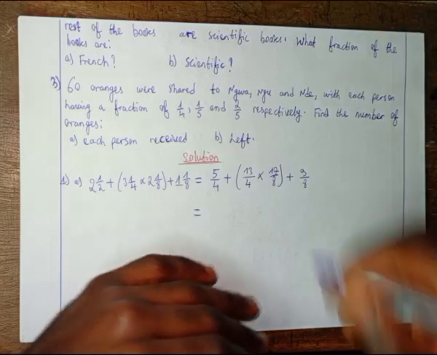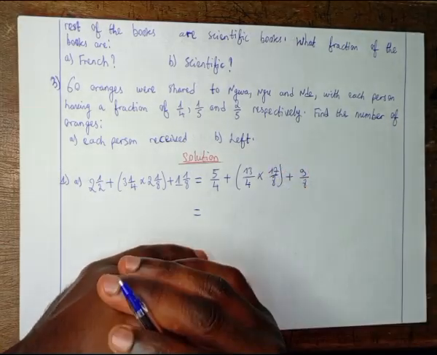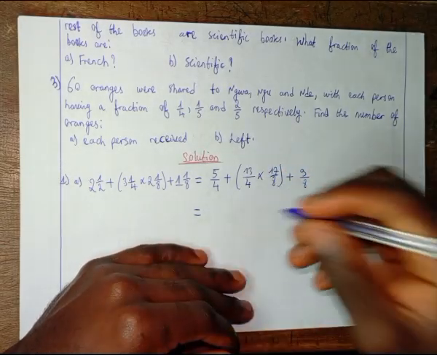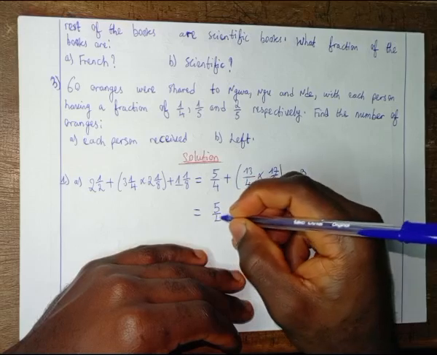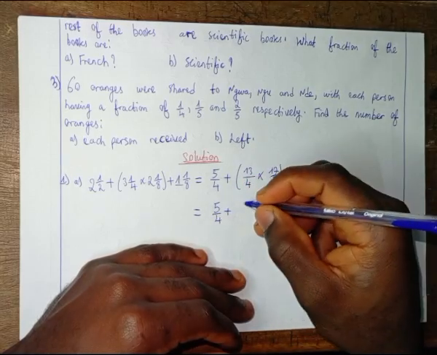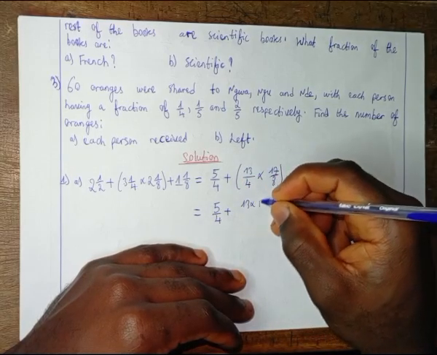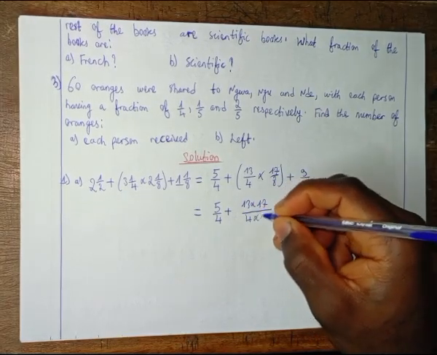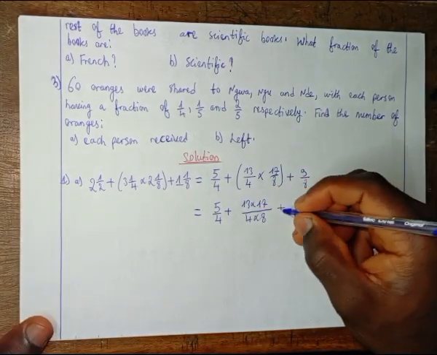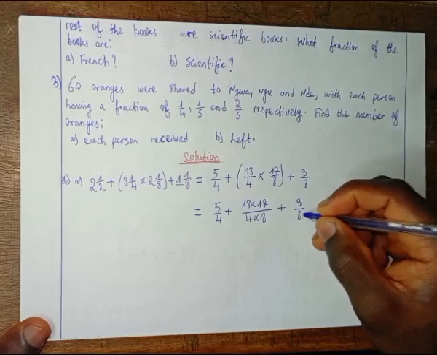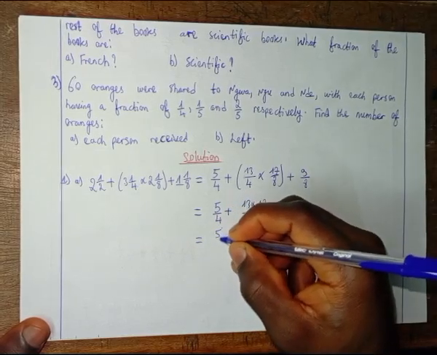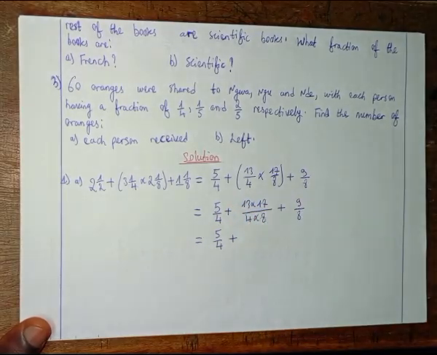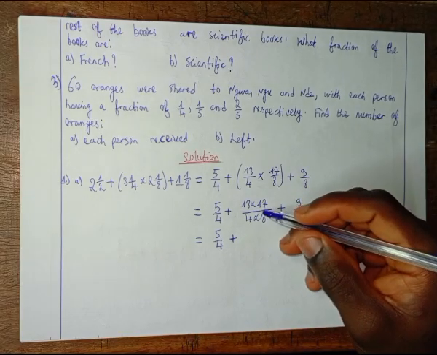By making use of BODMAS, we need to start first with the brackets. So this will give us 5 over 4 plus 13 times 17 all over 4 times 8 plus 9 over 8. This will give us 5 over 4 plus, we need now to multiply the numerator of this fraction.